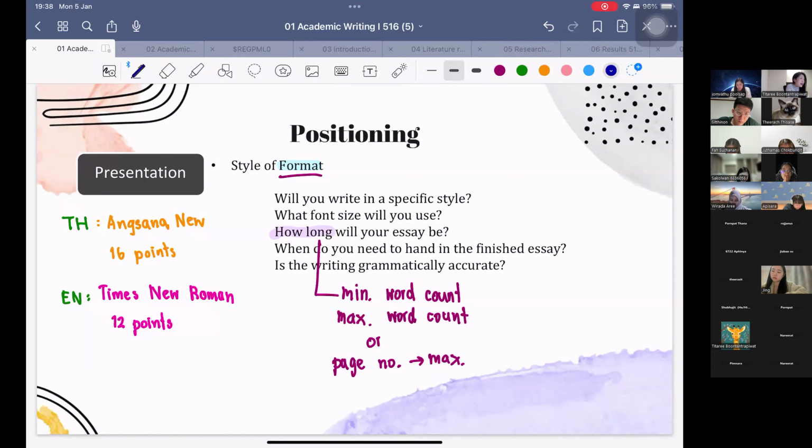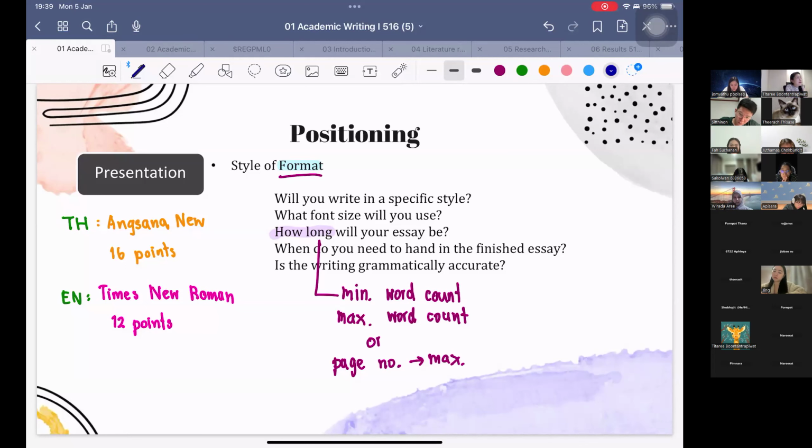Let's start with those writing in Thai. For Thai, what Mahidol uses would be Angsana New, not Saraban. Thai Saraban would be Angsana New 16 point. For English, it is going to be Times New Roman with 12 points. Not the same font size, totally different. So if you write in Thai or English, please make sure you use the correct fonts and font size.